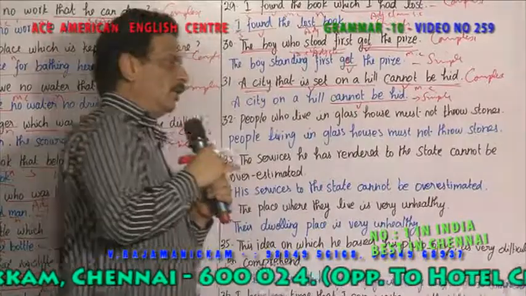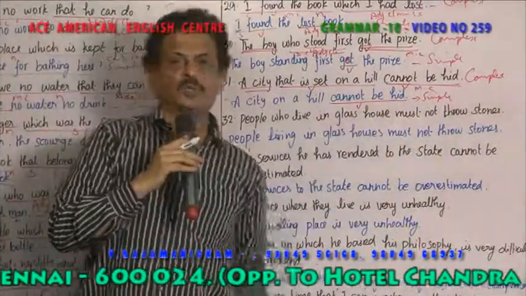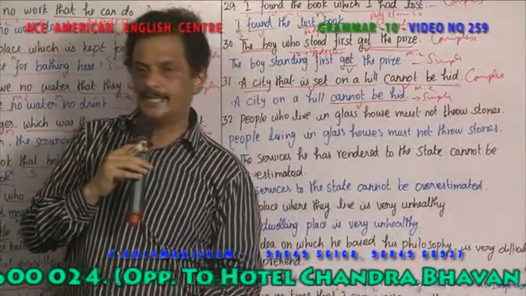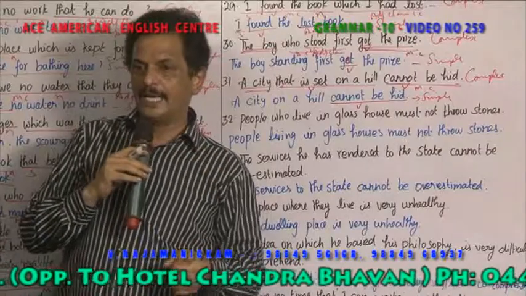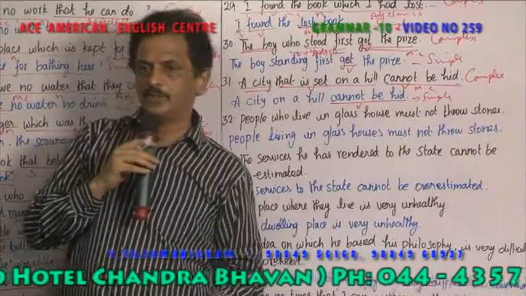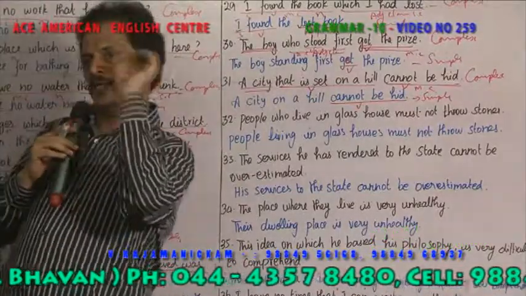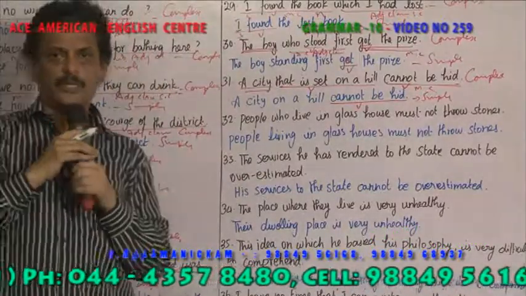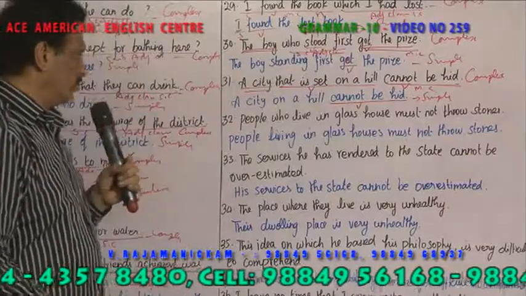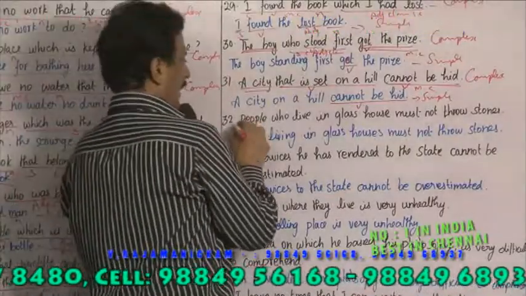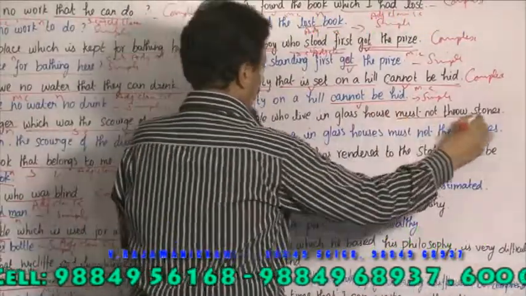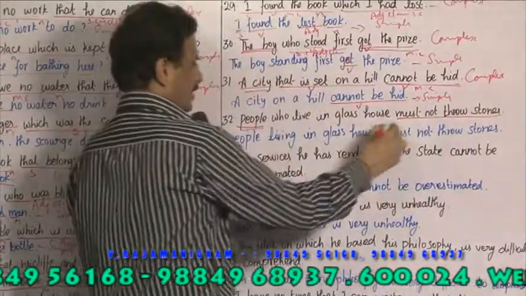Now, people who live in glass houses must not throw stones. Anybody, what do you mean by that? If you keep drinking alcohol, you cannot advise other people not to drink alcohol, because already you are living in a glass house. You cannot take a stone and throw at others, because anybody who throws stones gets hit. So people must not throw stones is the main clause.